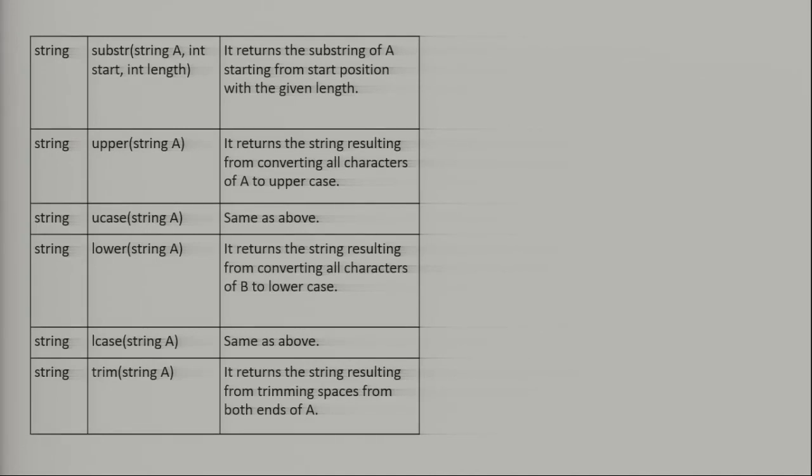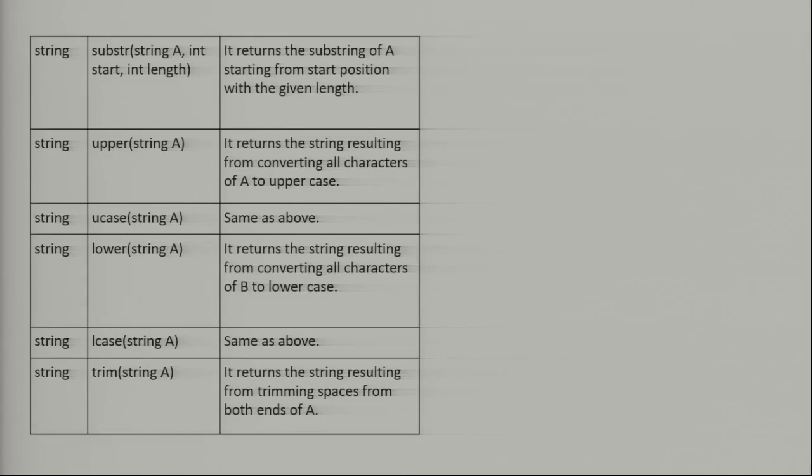Then we have substring. Substring has arguments like string A and the int from where you want to start the substring. It returns the substring of A starting from a start position till the end of string A. So wherever you want to start from that position, you can start and proceed. Next, we'll be talking about the substring with the starting point and also the length of it. It returns the substring of A starting from the start position with the given length. So string A, int start, int length.